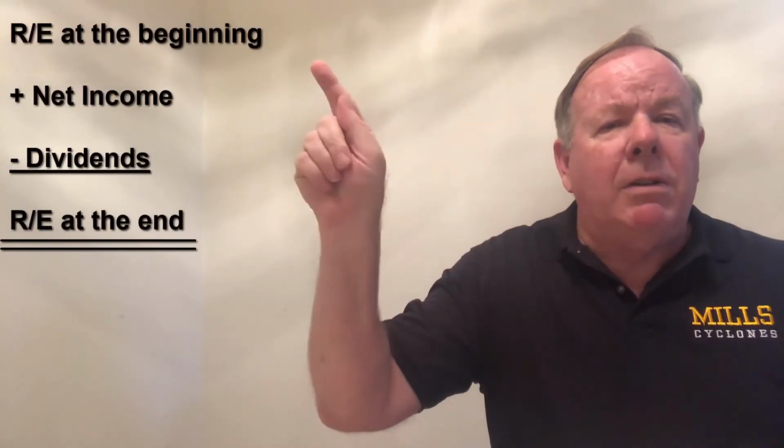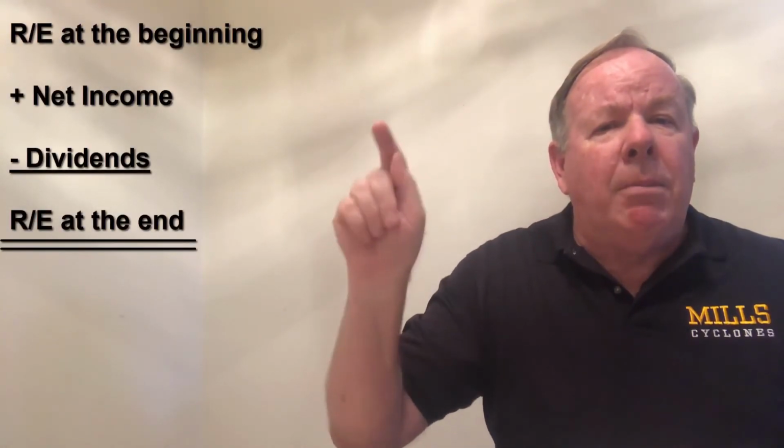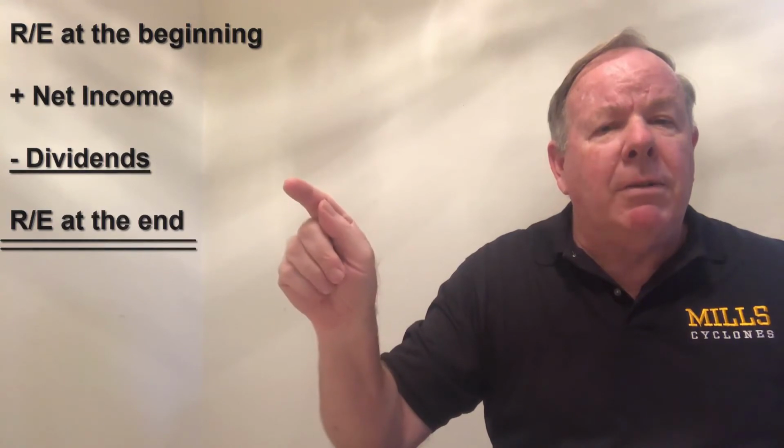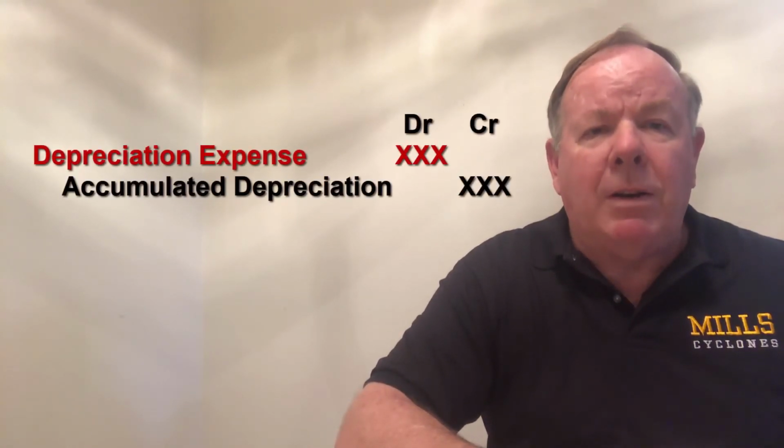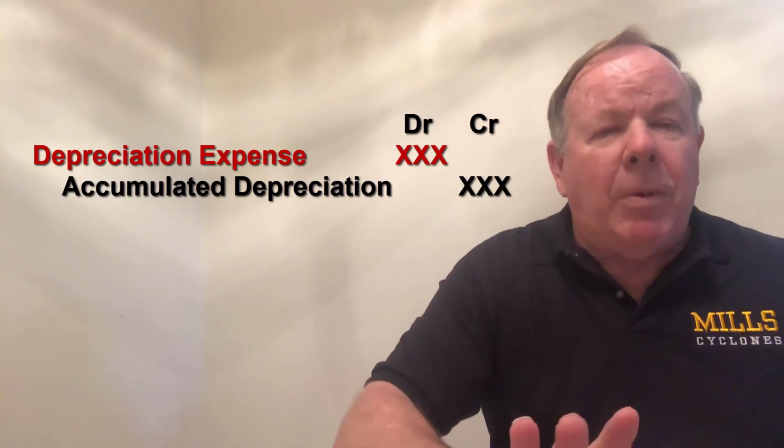So three things to memorize. First, retained earnings at the beginning plus net income minus dividends gives us retained earnings at the end. Second, expenses are debits. And third, the journal entry for depreciation expense is debit depreciation expense, credit accumulated depreciation. Just memorize those things and life will be much easier.